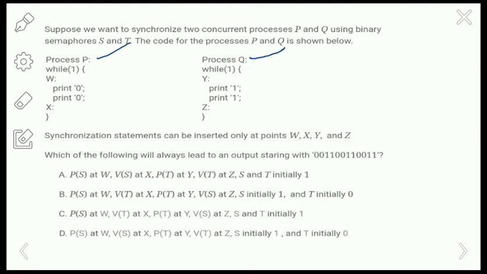Okay, so given the condition that synchronization statements can be inserted only at the points W, X, Y, and Z, which of the following will always lead to an output starting with 0 0 1 1 0 0 1 1? So in this format, the output must be printed for the given process programs. Here there are some variables, that is W, X, Y, and Z. In those particular places, we have to keep the down and up operations given in the options.